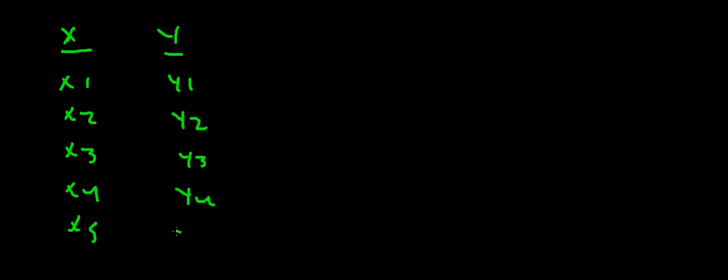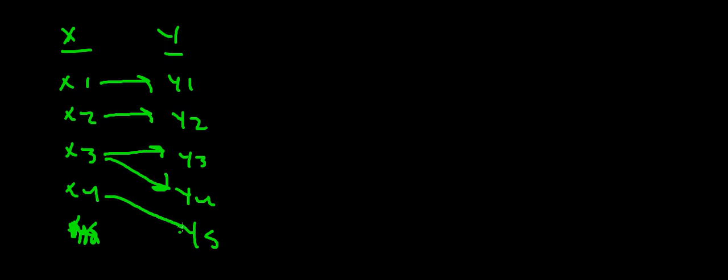And this one I'm going to add, actually no, I don't want x5. Let's just add y5. So let's say that x1 goes to y1, x2 goes here, x3 goes here, x3 goes here, and x4 goes here. And I want to know if this relationship of x to y is a function.